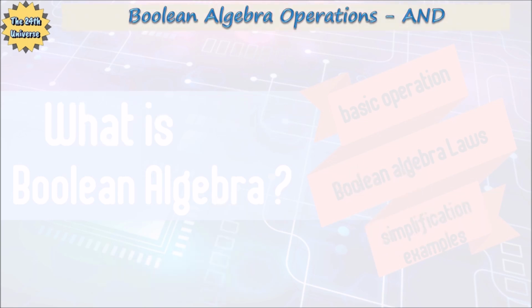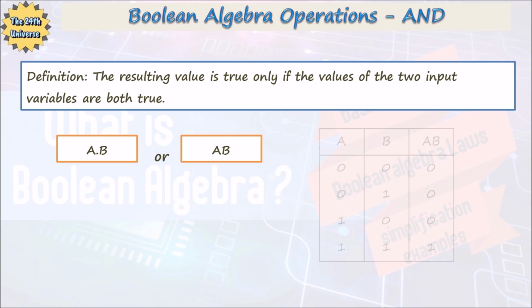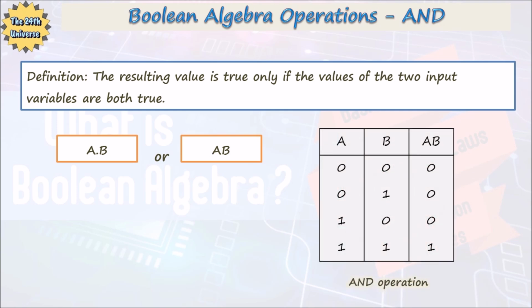Now, we shall discuss different Boolean operations. The first is the AND operation. For the AND operation, the resulting value is true if the values of the two input variables are both true, denoted as, consider two input variables A and B, A dot B. This is how we denote A and B using a dot. Here is the truth table, and one can clearly see when A and B both are 1, the result is 1, otherwise it is always 0. And this is how we represent the AND logic gate.